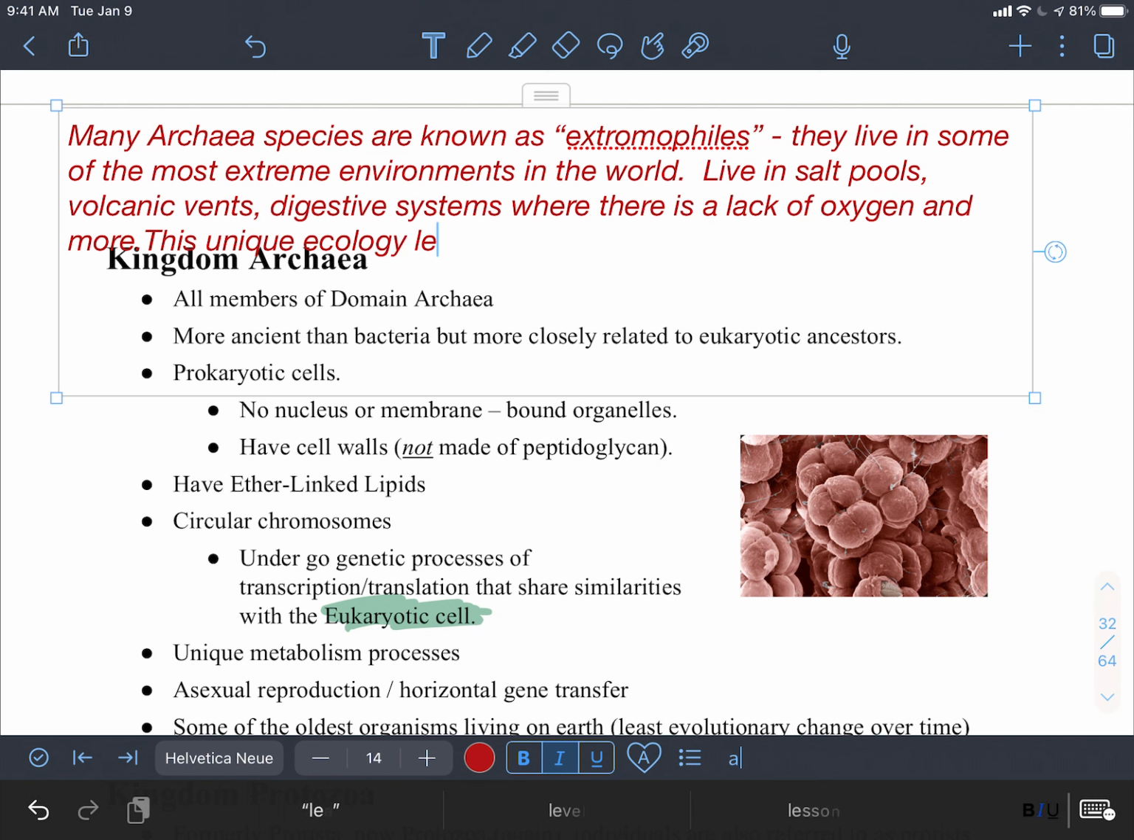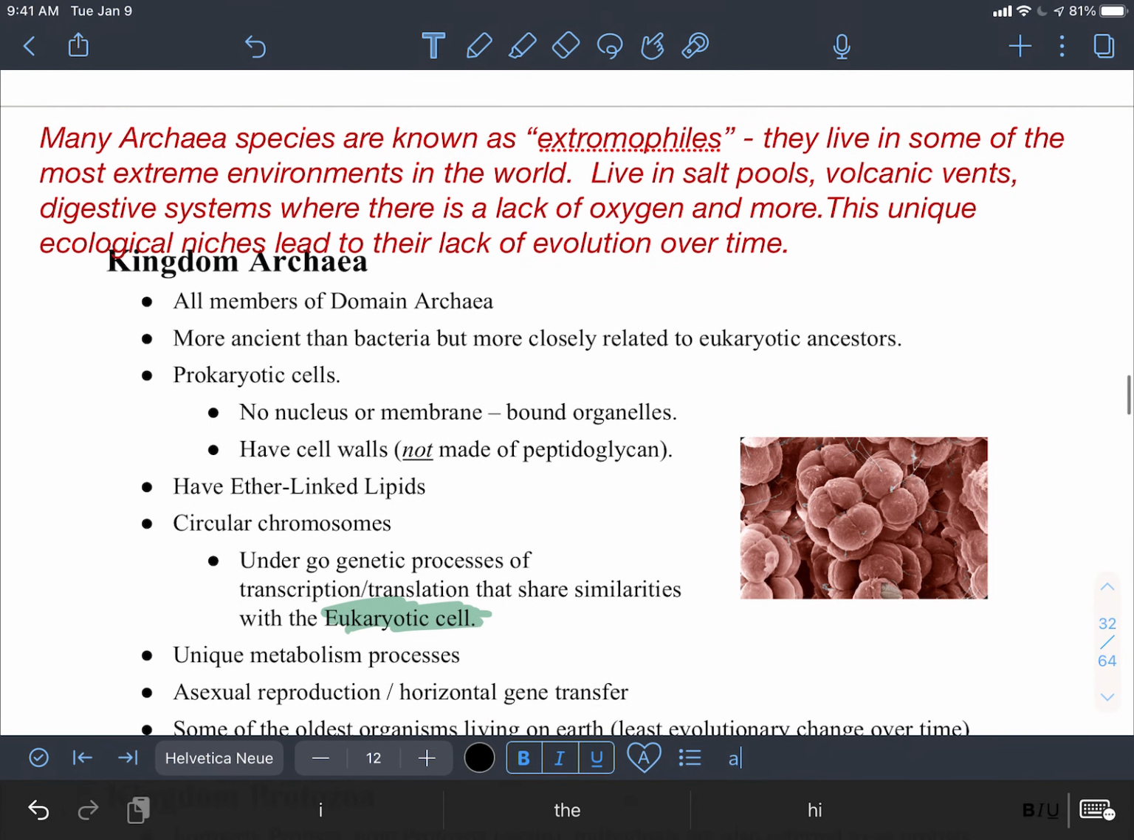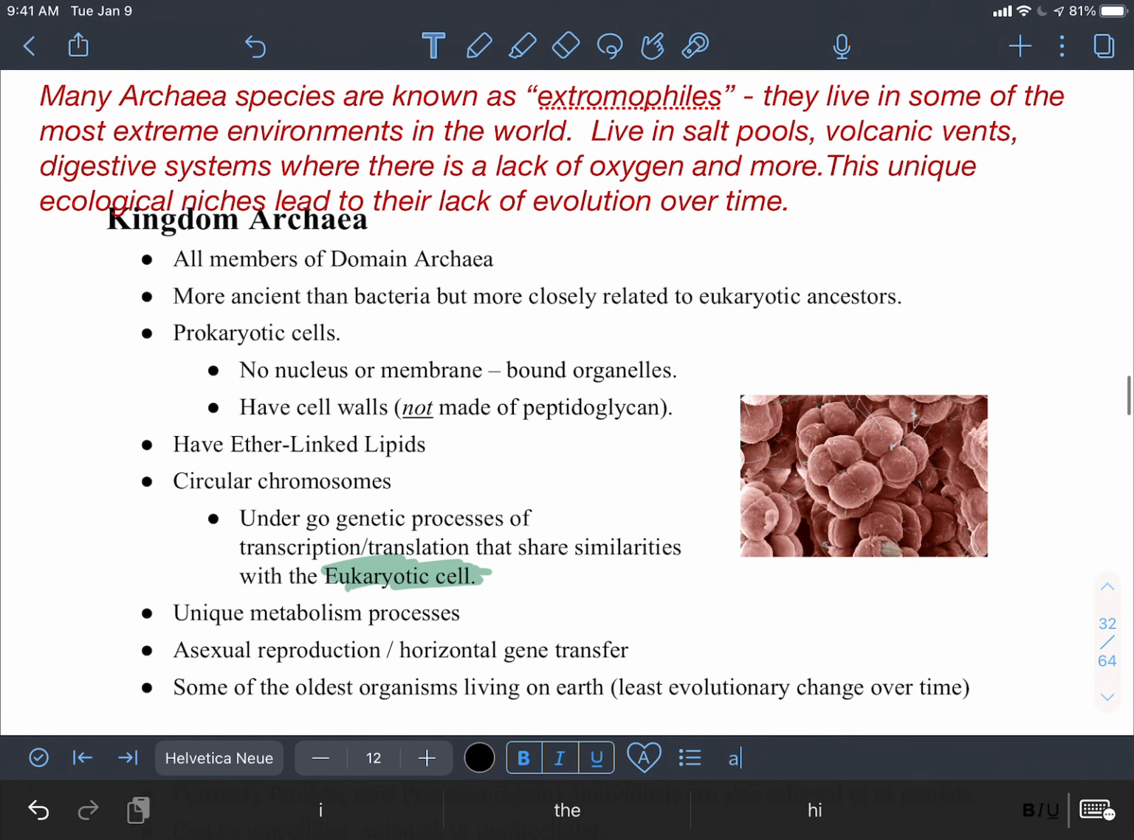leads to this unique ecological niches leading to their lack of evolution over time. Something we might discuss again when we get back to evolution. But if you're something that is isolated, living in these super extreme environments, there's not a lot of competition. They only compete with themselves. So the amount of genetic change they undergo is very small over that time. That's what I want to get at there.